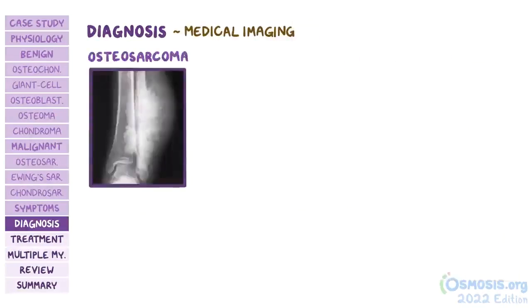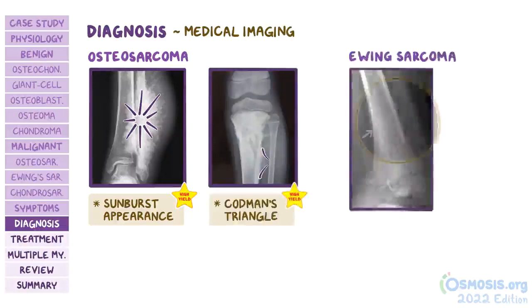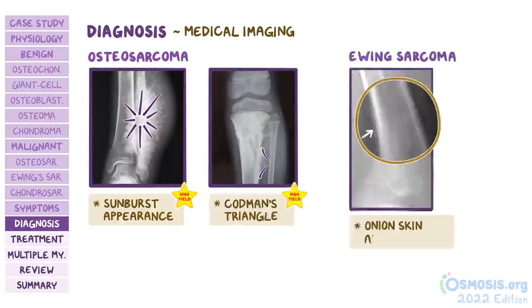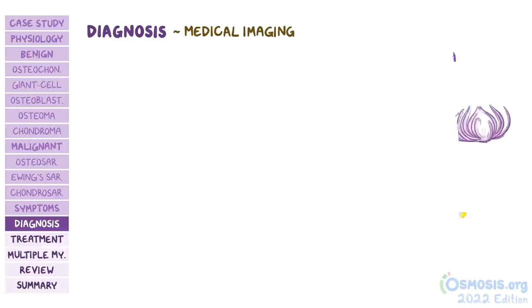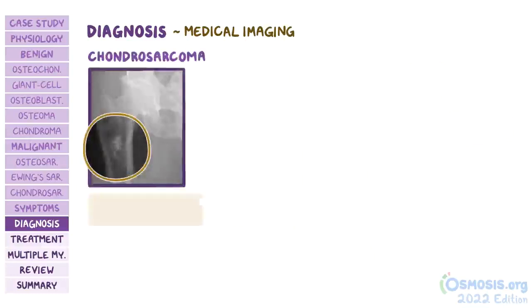Osteosarcoma forms lytic bone lesions, referred to as a sunburst appearance, because the radiating tumor streaks look like sun rays, or it can cause the periosteum to lift, an appearance which is called Codman's triangle. In Ewing sarcoma, X-ray shows lytic bone lesions referred to as onion skin appearance, because the periosteum looks like a sliced onion bulb. In chondrosarcoma, there are patchy lytic lesions that make the bone look like a moth-eaten piece of cloth.